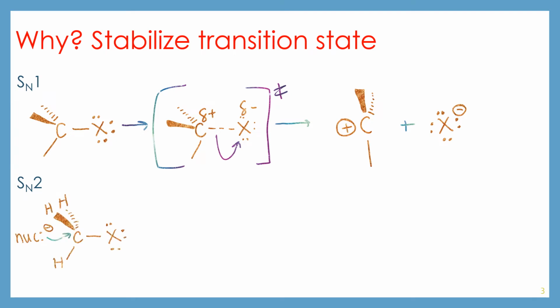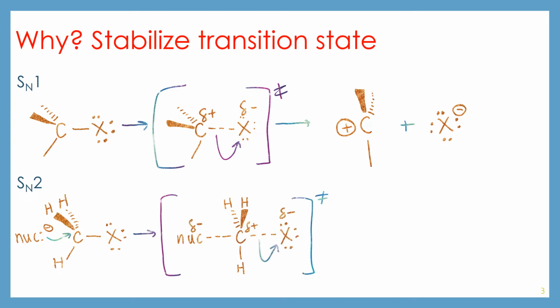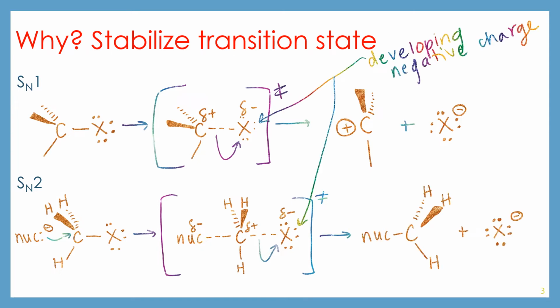For an SN2 reaction, the leaving group is going to be developing negative character as the nucleophile is losing negative character and forming the bond here. And the leaving group needs to be able to stabilize that. So weak bases are going to be more stable and better leaving groups.